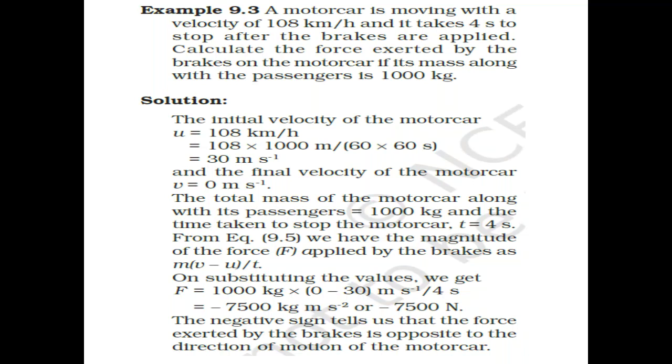So let us see. First of all, u. It is given in kilometer per hour, and we have to convert it into the SI system. So we will convert it into meter per second by multiplying 1000 by 3600, or simply we can say this figure as 5 by 18. By using this we get u equal to 30 meter per second, and final velocity is 0.